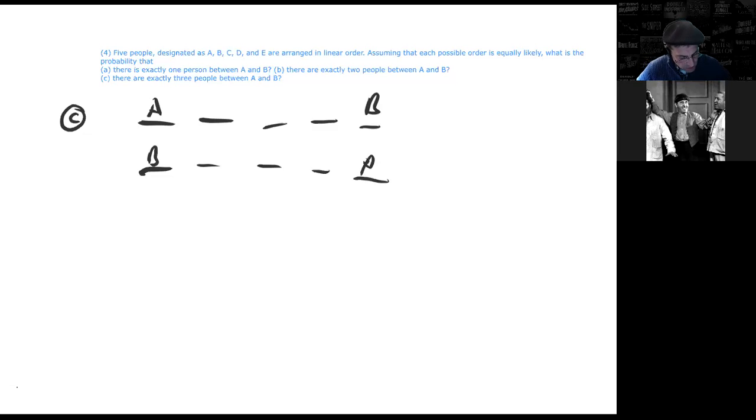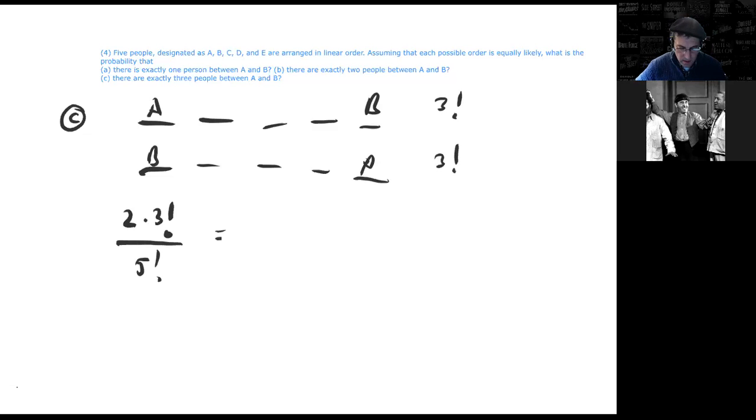In each case, there are 3 factorial ways to fill in the answer. So it's going to be 3 factorial plus 3 factorial. In other words, 2 times 3 factorial ways of seating everybody in that case, and that's divided by 5 factorial.